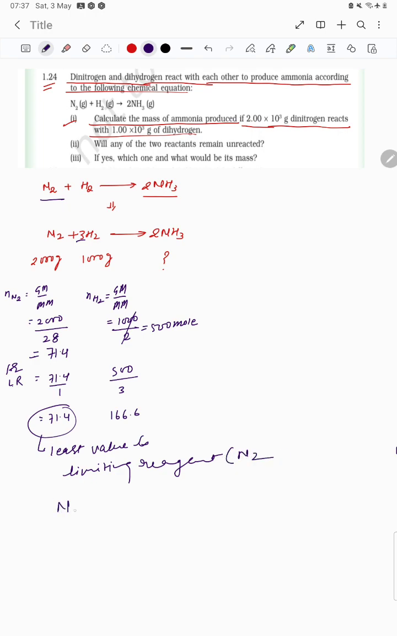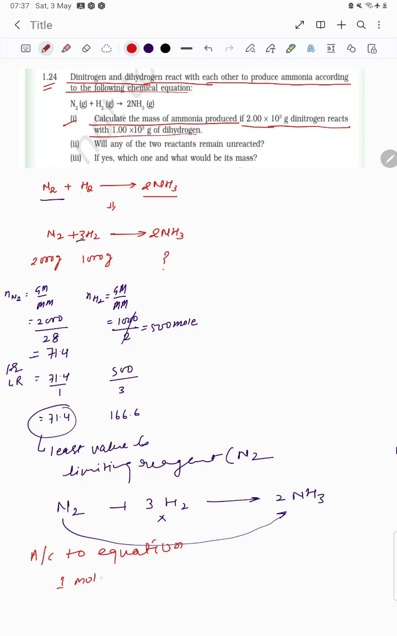Now again you write the equation: N2 plus 3H2, it is giving 2NH3. So this is H2, it is the excess reagent. We have to correlate these two. According to the equation, 1 mole N2 gives what, student? 2 mole NH3. 2 mole NH3, right student?